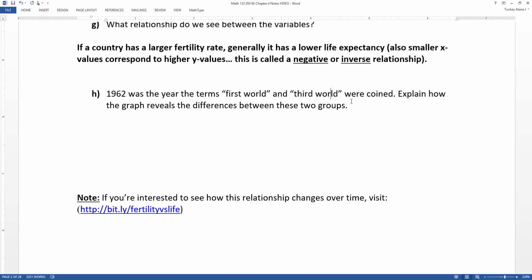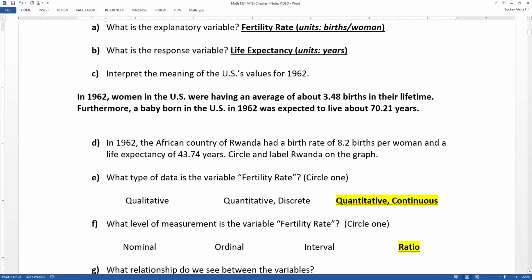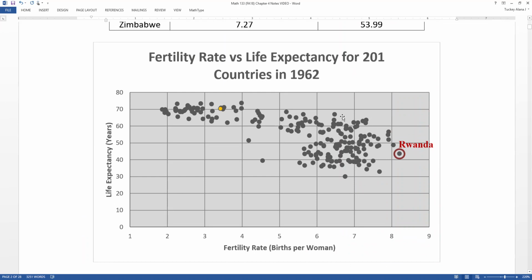And you can see it a little bit in the graph. There's a clump over here on the right, which are the third world, quote unquote, countries. And then over on the left, there's the first world, quote unquote, countries. And what did that mean? Well, in the first world, over here in the high left corner, that meant that they had long lives. They were living longer and they had smaller families.